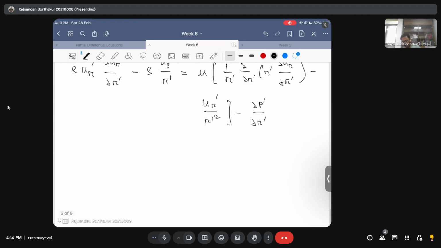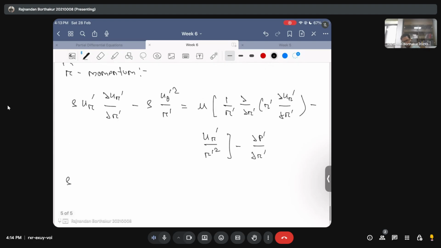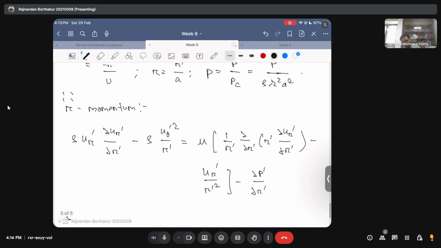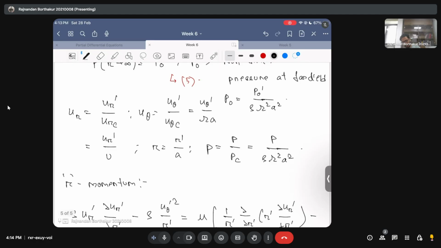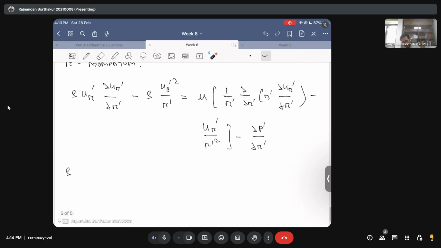Okay, so let's invoke the non-dimensional variable. So ur prime I can write as urc times ur, where urc I know is equal to u. So this would be rho u squared by a. That's the reason, because I get a urc from here, and I know that urc is equal to u, which means I get a u squared from here, and I get an a from this r prime, because r prime is equal to a times r, where r is the non-dimensional counterpart of r prime.